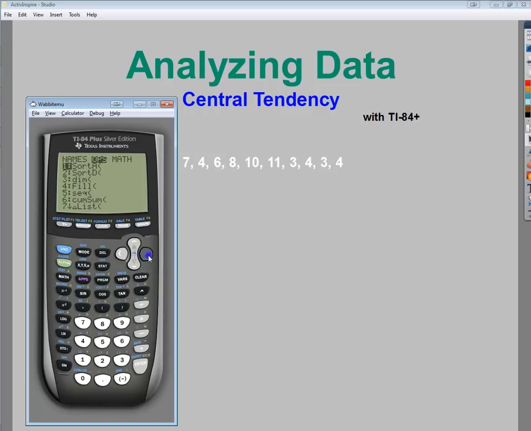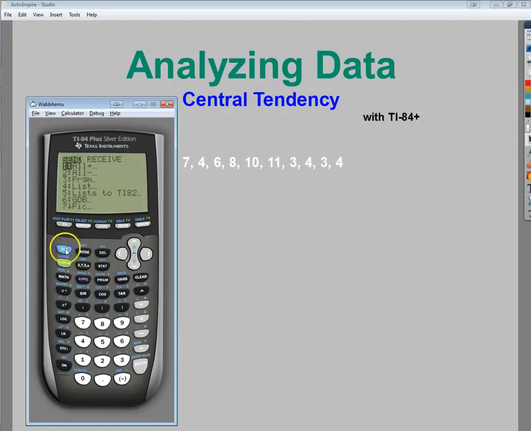Not a huge big deal. So anyway, I want to know the mean. So I'm going to hit mean, and then I need to go pick the list that it comes from. So here's that list. And you get 6.